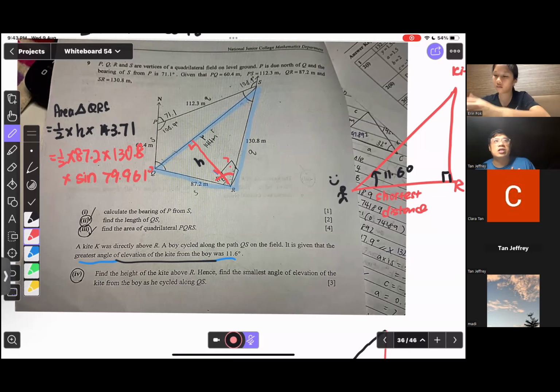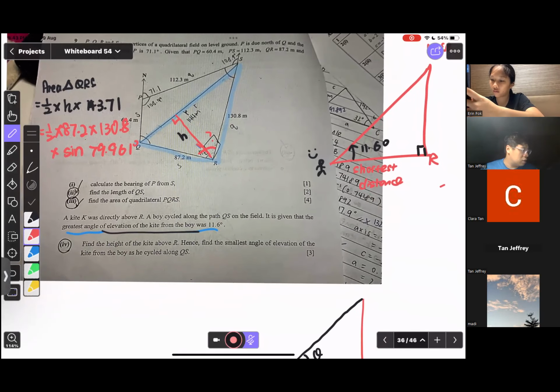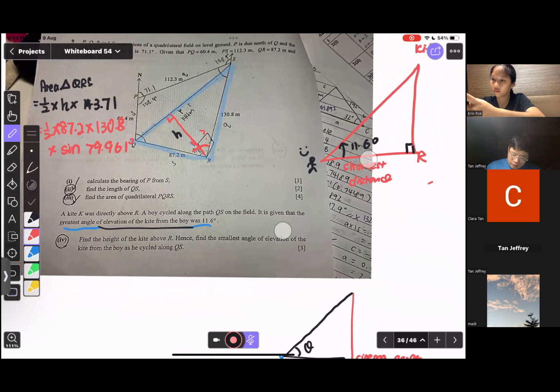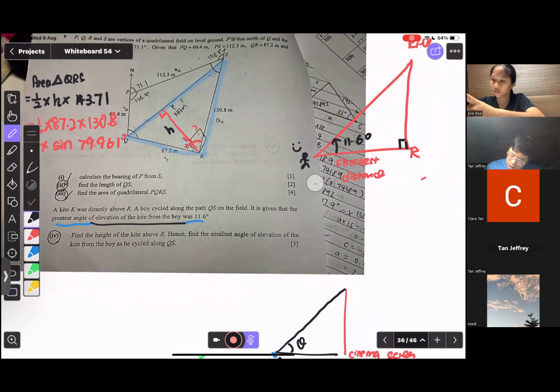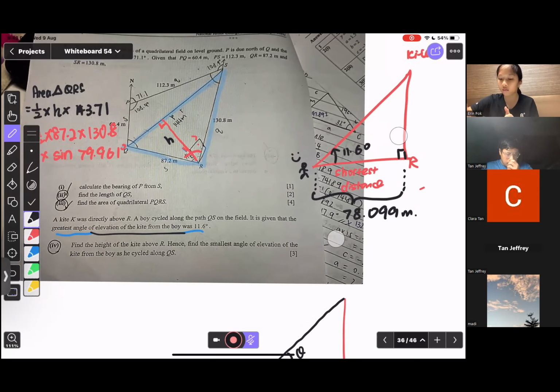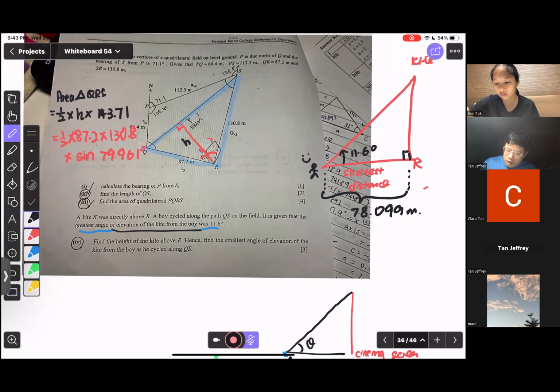So if you can solve this, you can get your H. Your H eventually should be 78.099. This shortest distance should be 78.099 meters. Then from there, you should be able to use Pythagoras to get your height, which is about 16.0 meters.